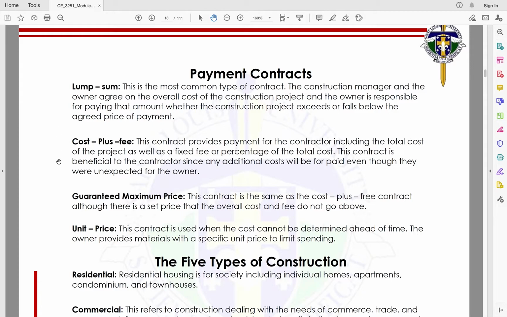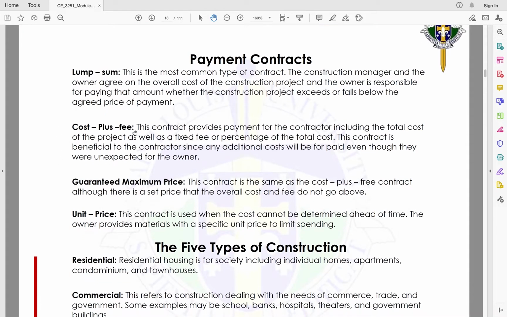Now, next would be the cost plus fee. This contract provides payment for the contractor, including the total cost of the project as well as the fixed fee or percentage of the total cost. So this is beneficial to the contractor since any additional cost will be paid even though they were unexpected for the owner. Pero hindi madalas nangyayari to, cost plus fee. So ibig sabihin, meron yung costing, sabihin natin yung 4 million na costing, nag-exceed.